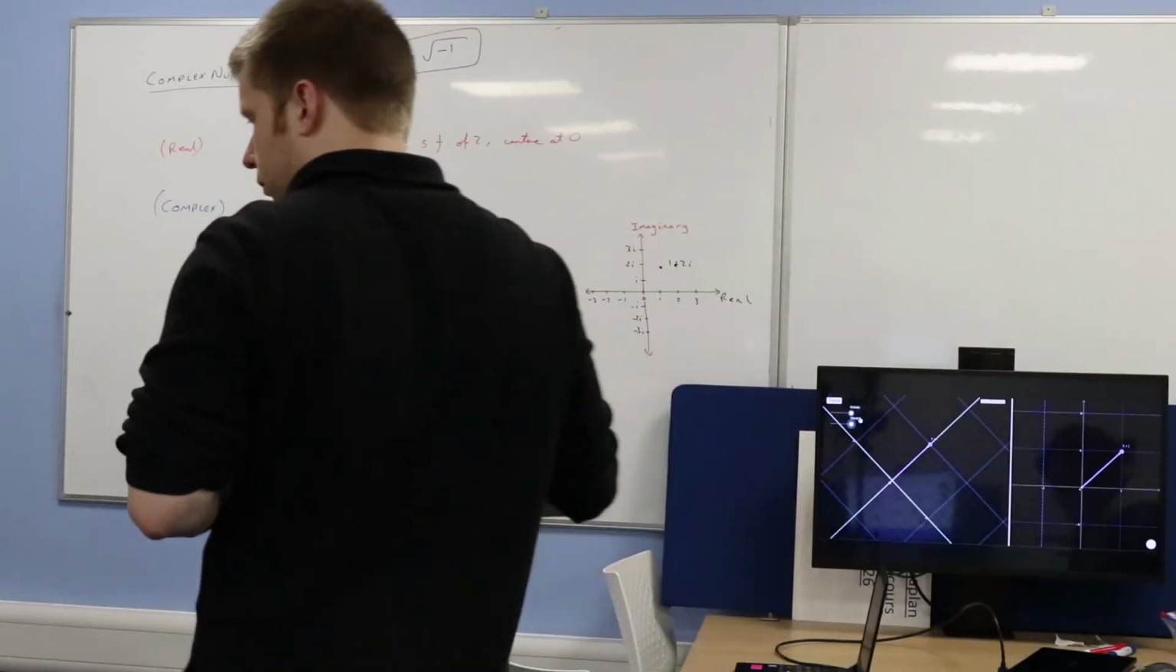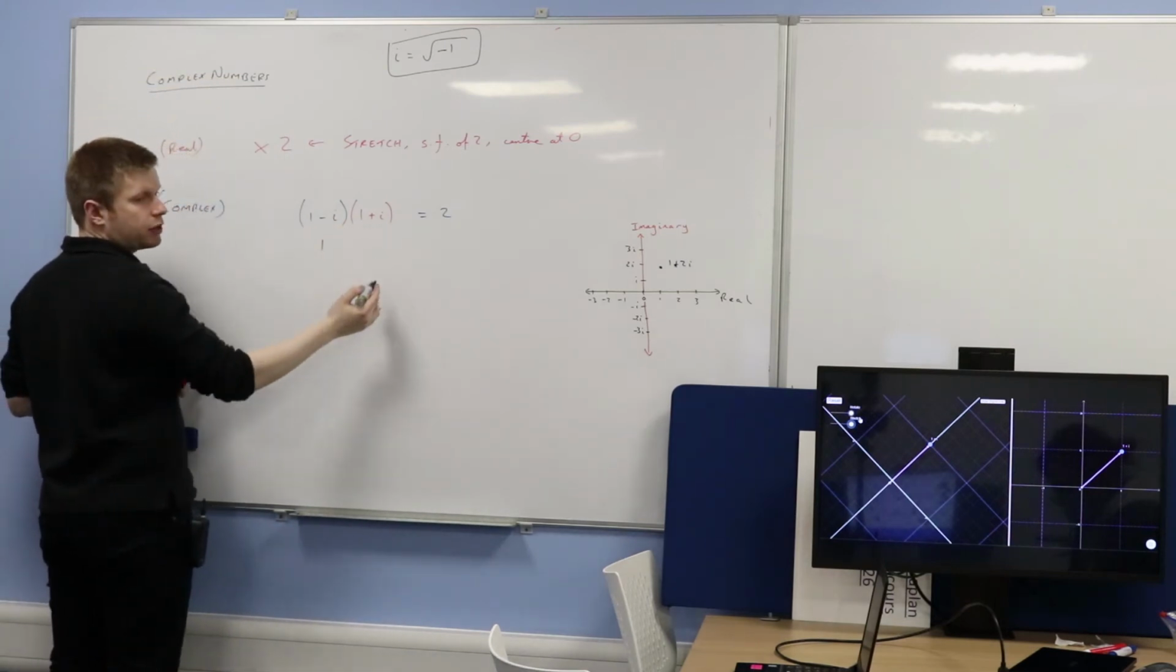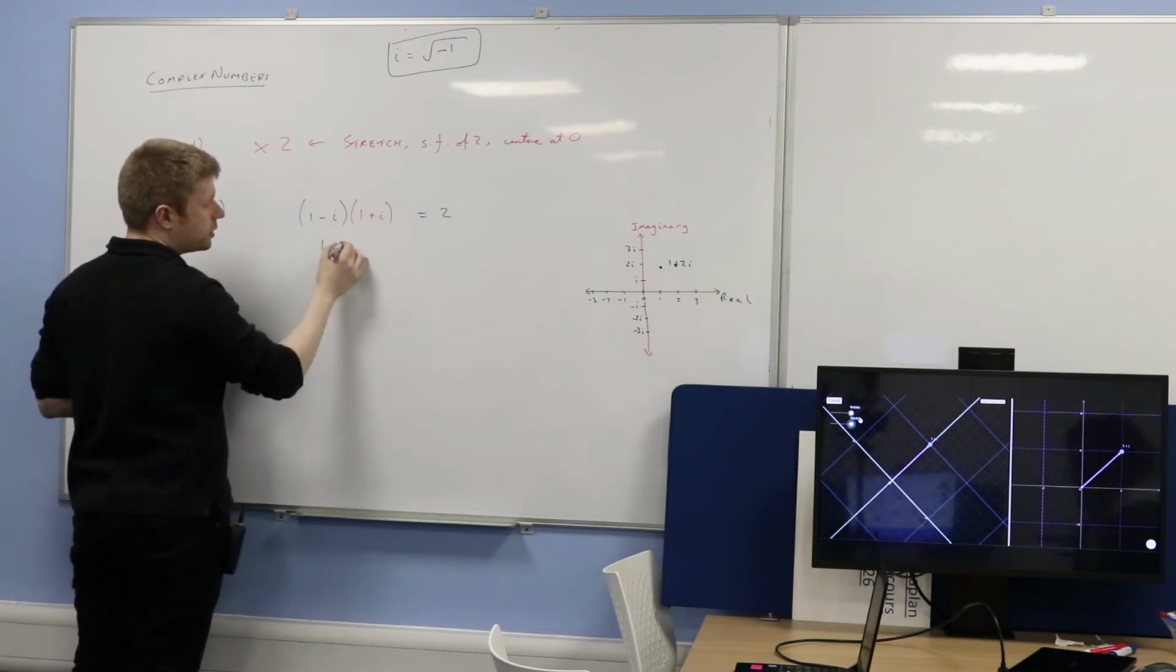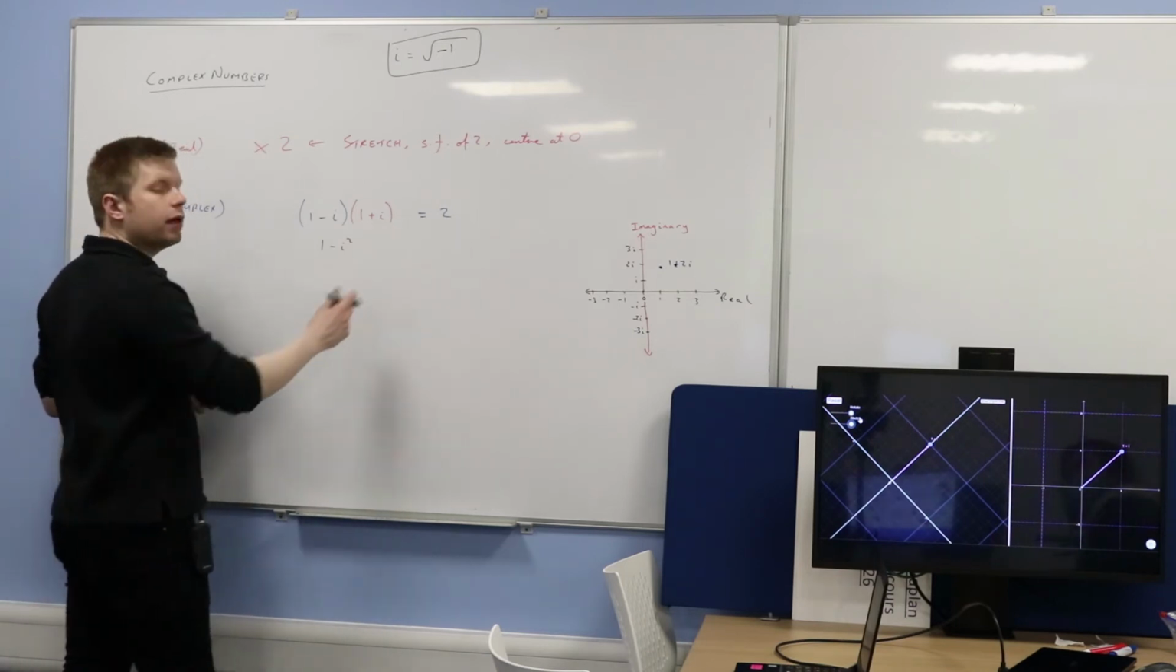Are you happy? So you should get 1 times 1, which is 1. You get minus i plus i, which is 0i. And you get minus i times i, which is minus i squared. i squared is equal to negative 1. So 1 minus minus 1, there's your 2.